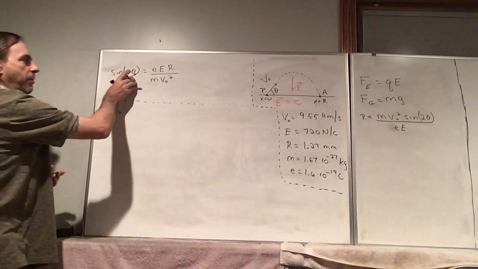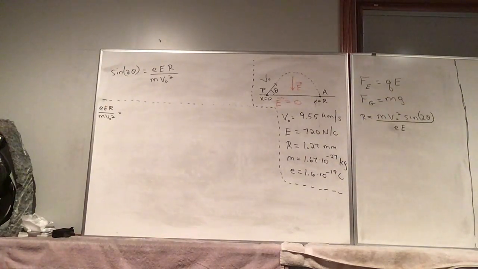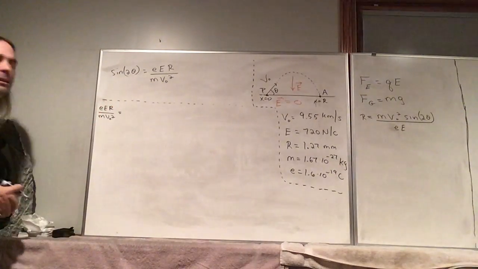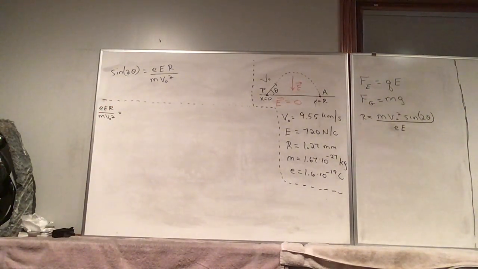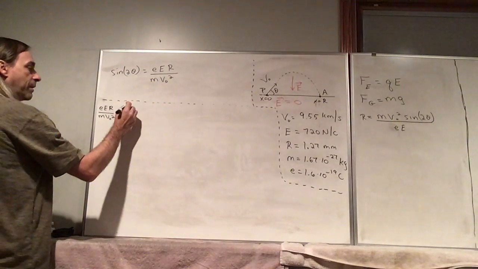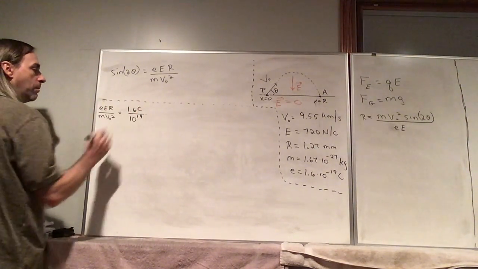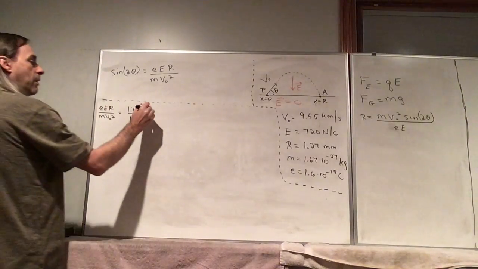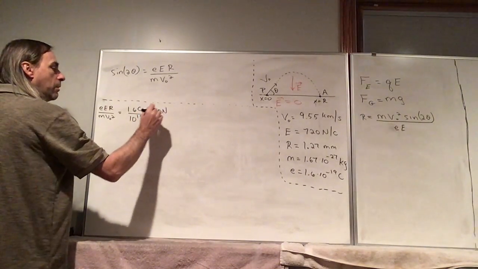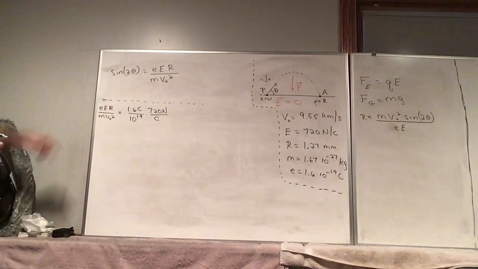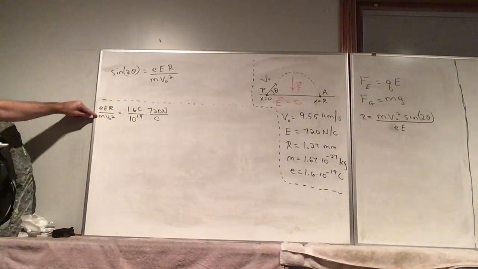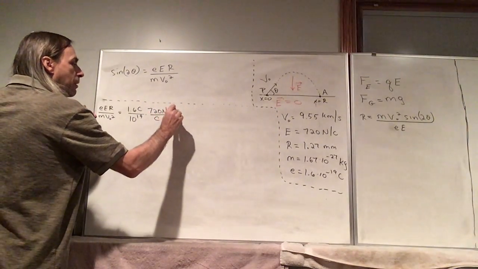And so if we get sine of 2 theta equals 1.5, then something has gone wrong, and we can't do it. So let's plug in the numbers, and of course it should be a positive number because we have a positive angle here. We should get something between 0 and 1, just a dimensionless number. Let's see what happens. So we have 1.6 over 10 to the 19th coulombs. The electric field is 720 newtons per coulomb. R is 1.27 millimeters.